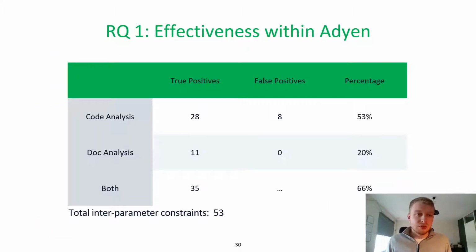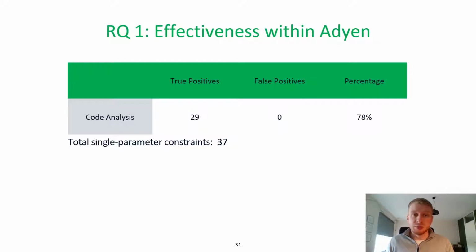The code analysis and the documentation analysis, they performed quite differently. In terms of true positives, code analysis scored about 53% for the interparameter constraints, and documentation analysis scored about 20%, quite a bit lower. They do not necessarily find the same interparameter constraints, so combining the approaches, we get 66% of the 53 predefined interparameter constraints.